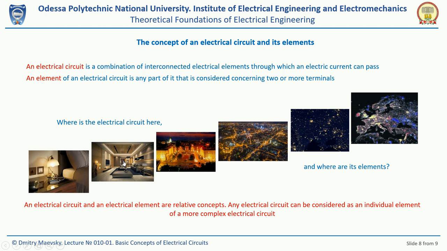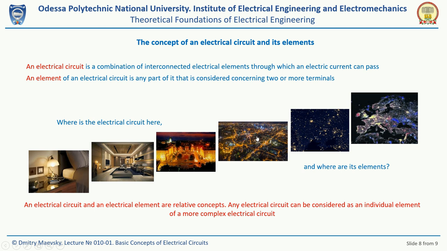Thus, at this level, we can discuss the electric circuit of an apartment with a combination of light bulbs and outlets as its elements. Moving further away, in the third photo, we can see a building on Independence Square in Kyiv. Each building has many apartments, each of which can be regarded as an element of a larger scale electric circuit, the circuit of the building as a whole. Continuing our distance, in the fourth photo, we observe a panoramic view of nighttime Kyiv. At this level, we can talk about the electric circuit of a city, where individual buildings are its elements.